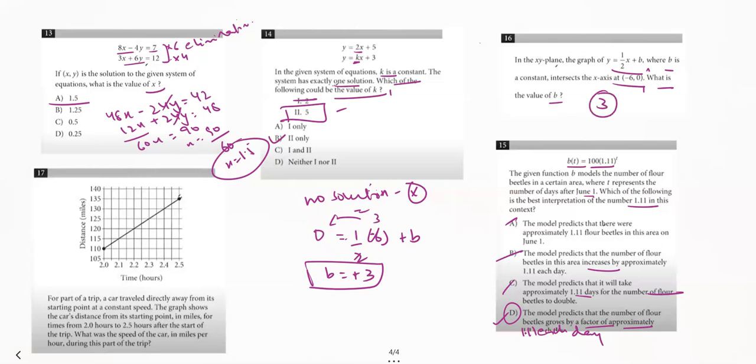Now coming to question number 17. Yes, what does it say? Just read this question. For part of a trip, a car travels directly away from its starting point at a constant speed. The graph shows the car's distance from its starting point in miles for times from 2.0 hours to 2.5 hours after the start of the trip. What was the speed of the car in miles per hour during this part of the trip?